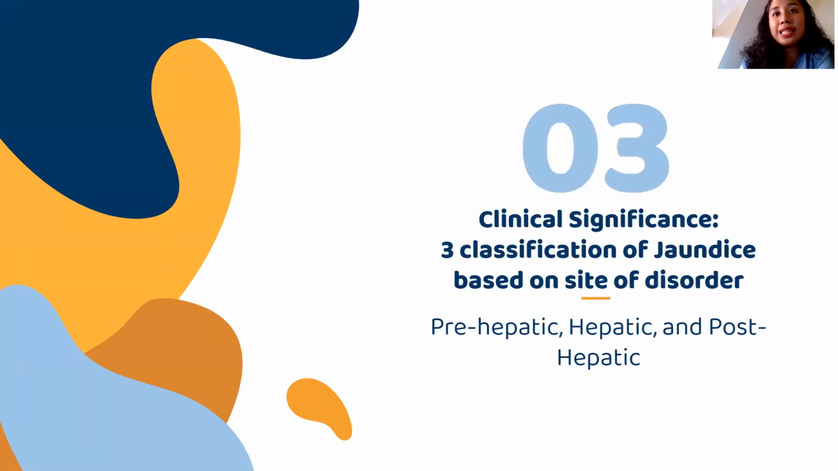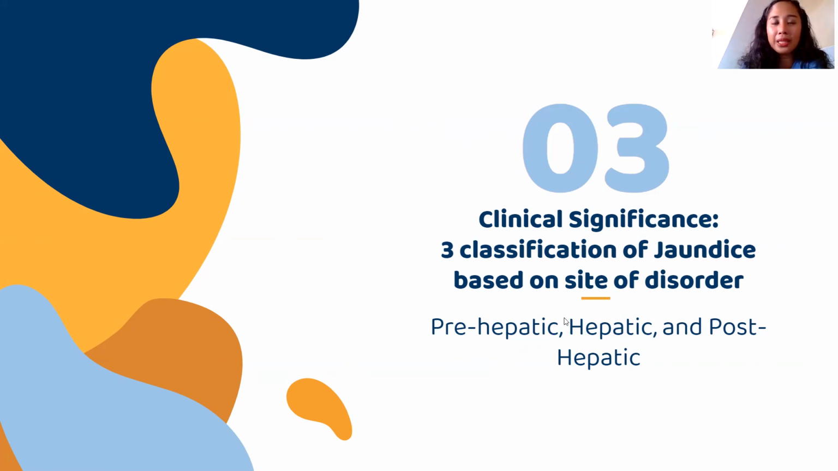Now, clinical significance. So class, when we talk about jaundice, the yellow coloration of your skin, your sclera, your mucous membranes and all, jaundice is classified based on the site of disorder. Jaundice is a problem related to bilirubin and the liver. So we have 3 classifications of jaundice: pre-hepatic jaundice, hepatic jaundice, and post-hepatic jaundice.